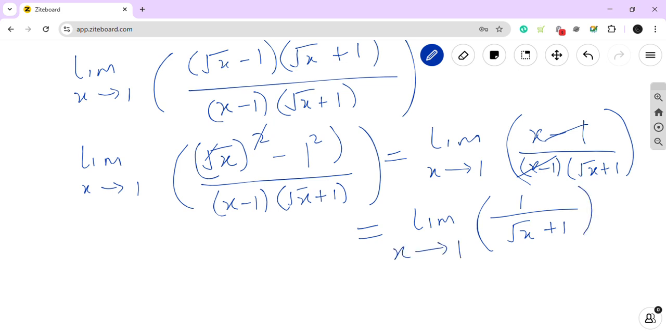So now it's easy for us to substitute directly here. Substituting directly means it can be 1 over square root of 1 plus 1, which is 1 over 1 plus 1, because square root of 1 is 1. And the answer here will be 1 over 2.